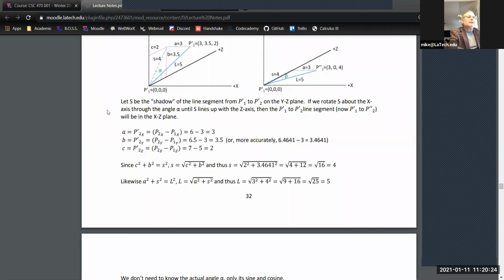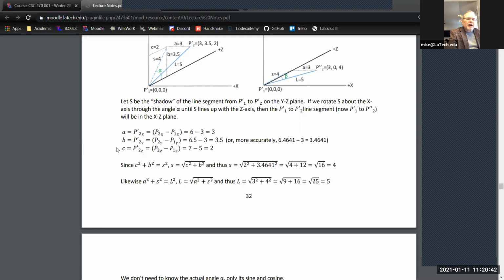Because that's the length of our shadow, and that little 3-4-5 triangle has to be preserved. And the only way that can happen is for P2, and we're calling it double prime now, to be at 3, 0, 4.